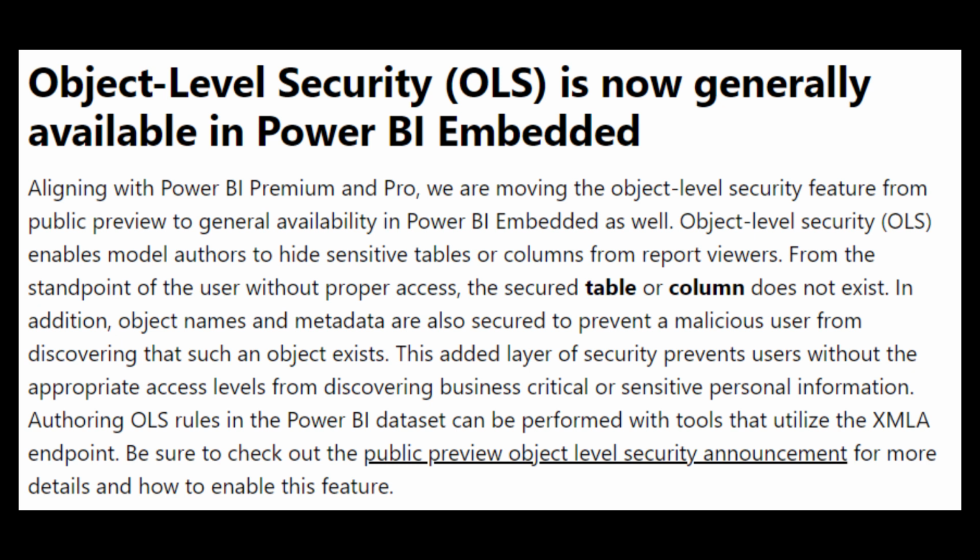Object level security is now generally available for Power BI Embedded. Object level security allows you to hide tables and columns from your report viewers, as opposed to row level security, where it's the raw data that's being hidden. This added security layer ensures that appropriate access is given to sensitive data like personal info or salaries.